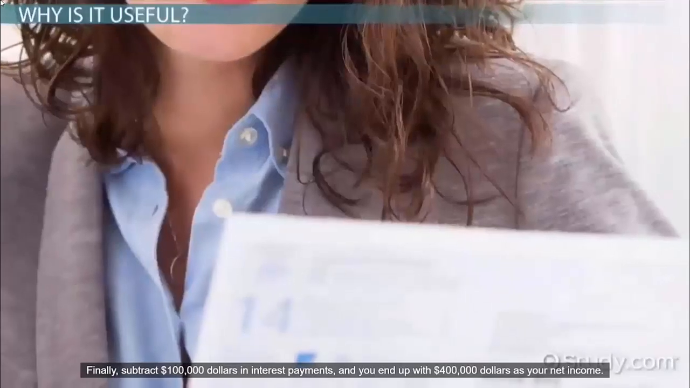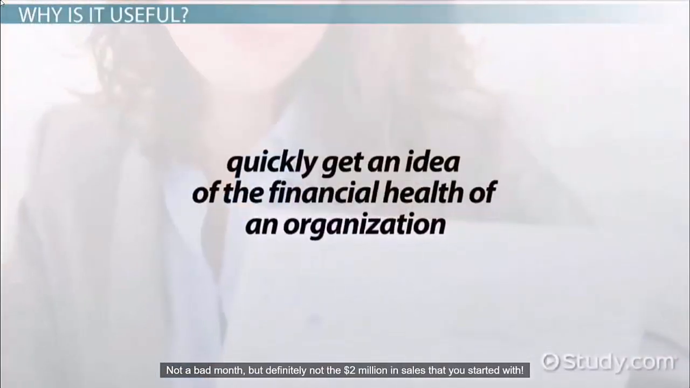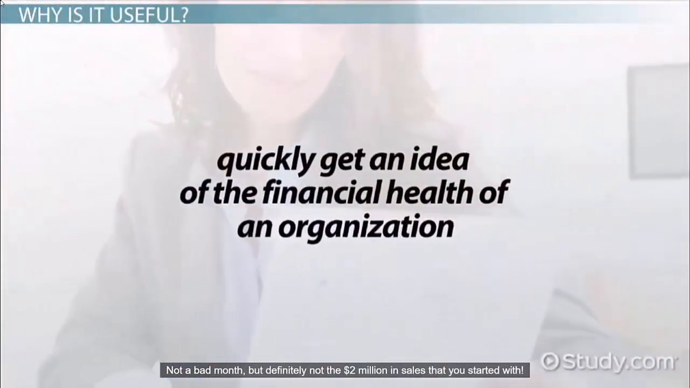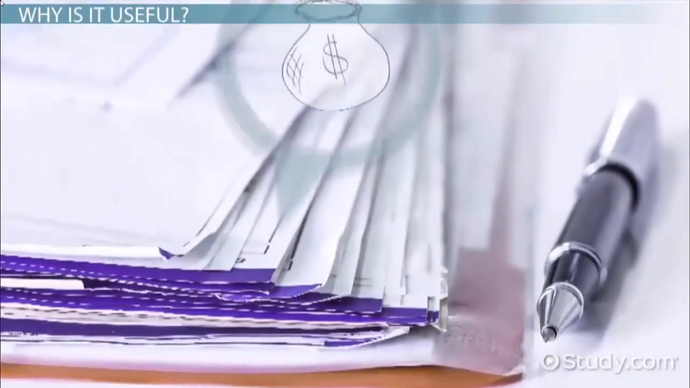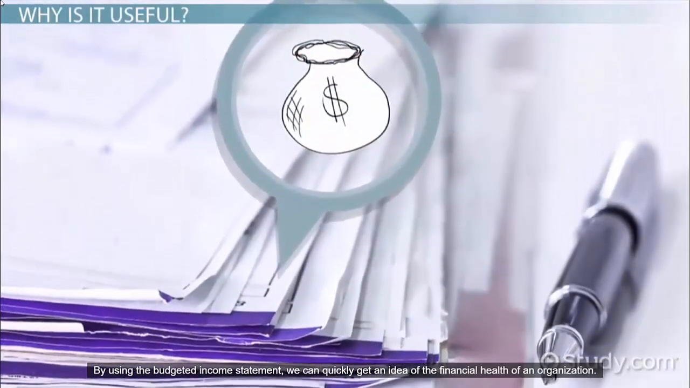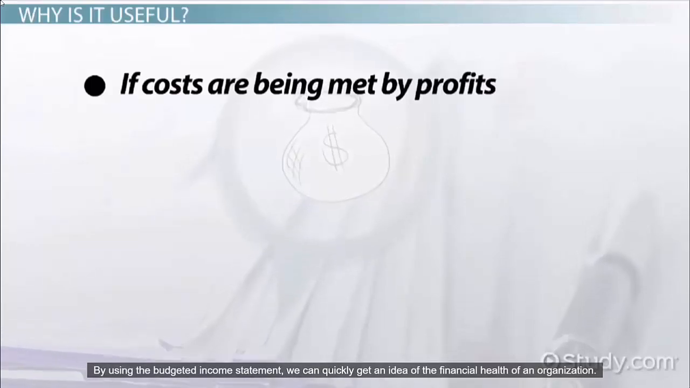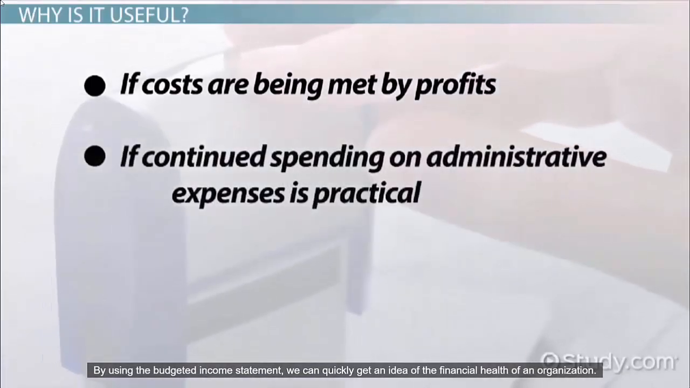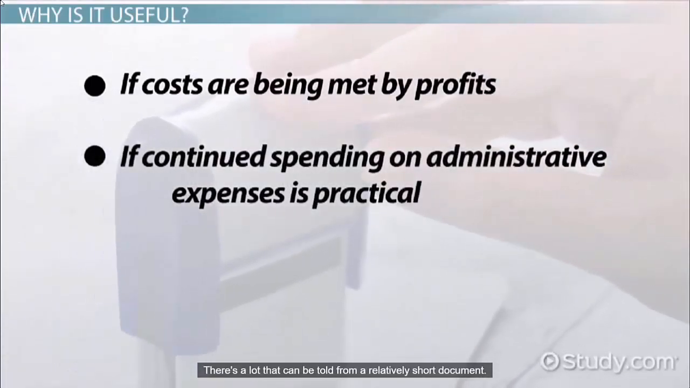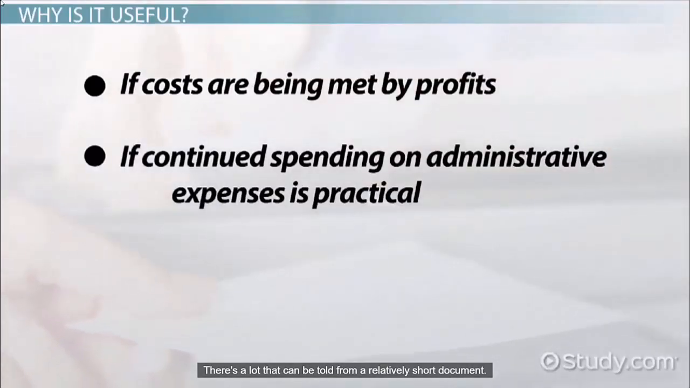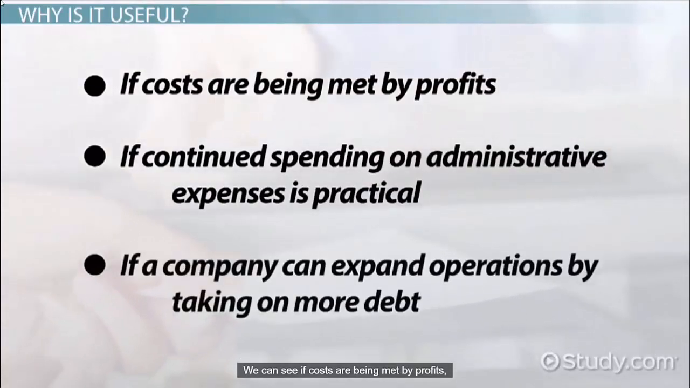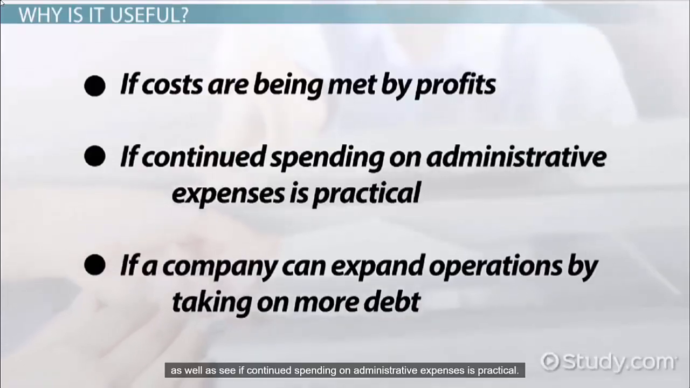By using the budgeted income statement, we can quickly get an idea of the financial health of an organization. There's a lot that can be told from a relatively short document. We can see if costs are being met by profits, as well as see if continued spending on administrative expenses is practical. Managers can even make a determination about if a company can expand operations by taking on more debt.